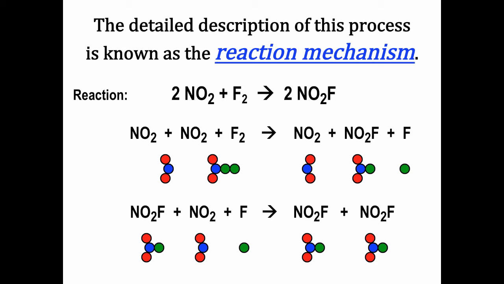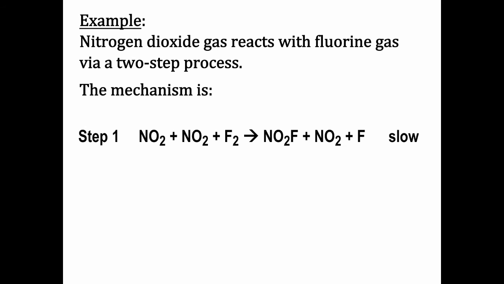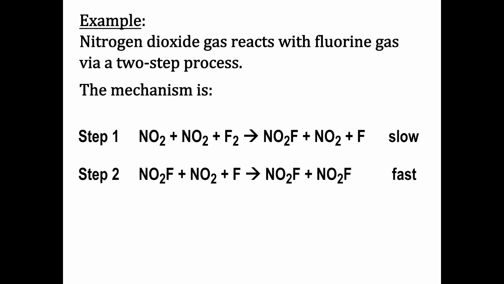And this process, NO2F and NO2 and F coming together to make a second NO2F, that is the second step of the reaction mechanism. This reaction is a two-step process, a two-step reaction. The first step is what's called a slow step, more on that in a bit. The second step is a fast step.